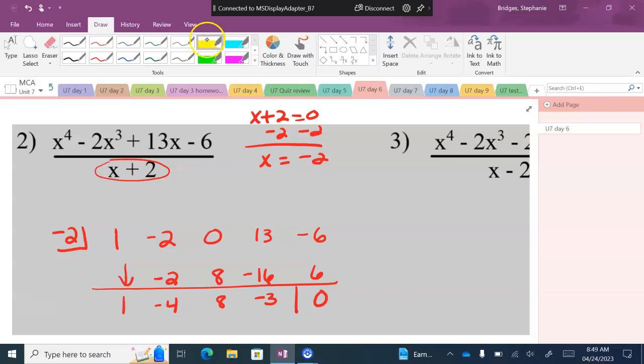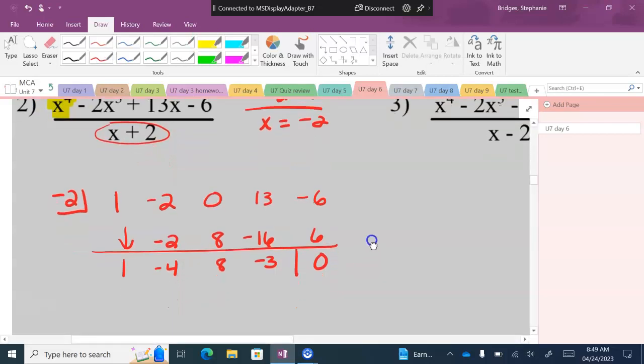So this is where we have to start. Look at where we started. We started with an x to the 4th. We divided once. So this is going to be a 1x what? To the 3rd. And then it's going to be a -4x squared. We just go down from there. Plus 8x minus 3. Do I have a remainder I need to worry about? No.